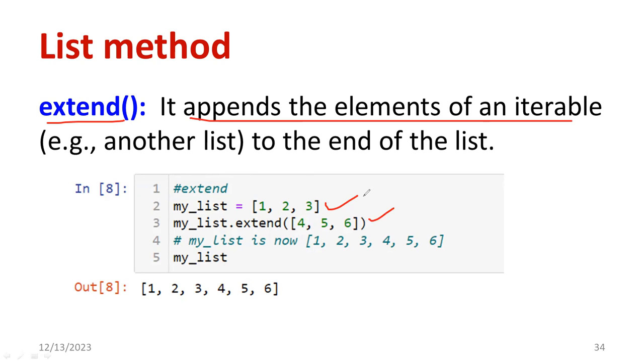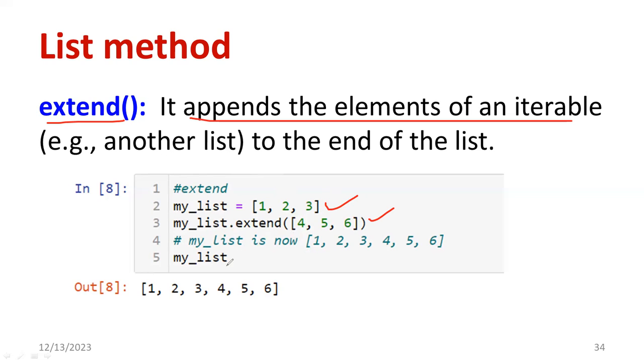I want to add this new list, 4, 5, 6, to the previous list. What is the previous list? My list is the previous one. So I want to add 4, 5, 6 along with the previous list. What method do I have to use? I need to use extend. So my list dot extend 4, 5, 6.